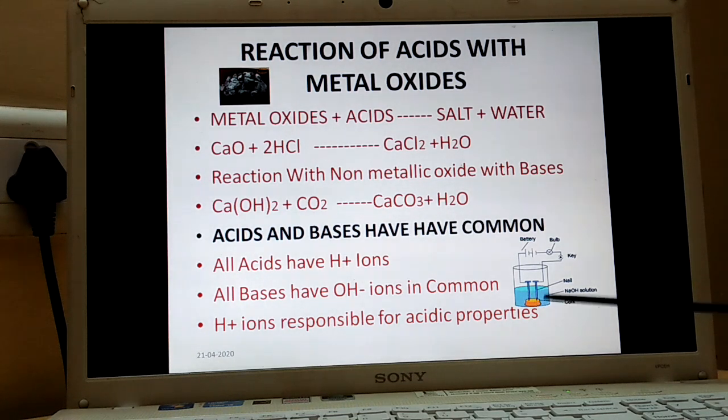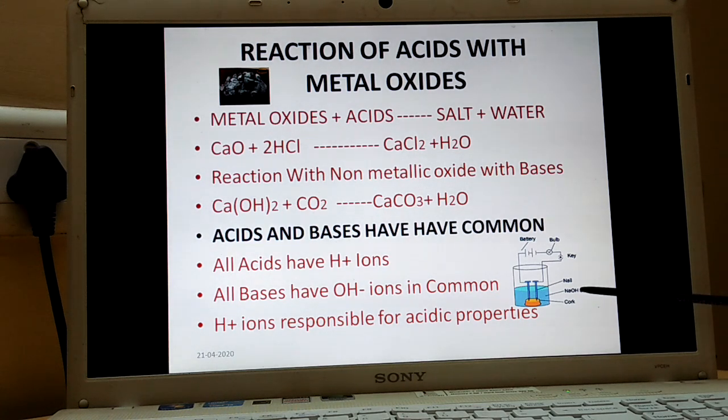A cork is taken and on that cork I have embedded 2 iron nails. After adding the 2 iron nails, they are connected with a wire, a 6-volt battery and a bulb. Now what will happen? When you switch on the key, you will find that the sodium hydroxide will dissociate into its ions. What ions are formed? Na plus and OH minus ions, and the bulb will start glowing. When the bulb glows, we can easily judge that sodium hydroxide has changed into its ions.